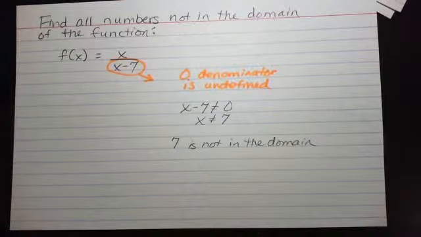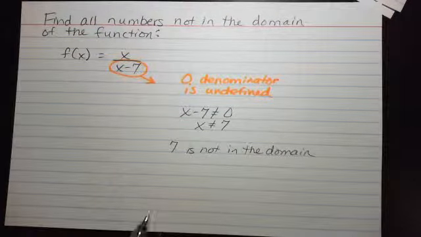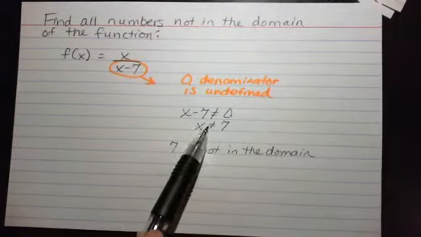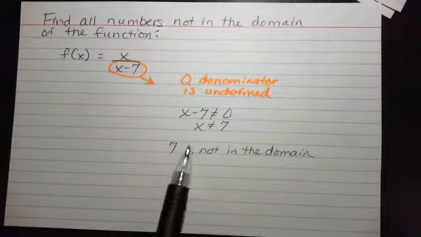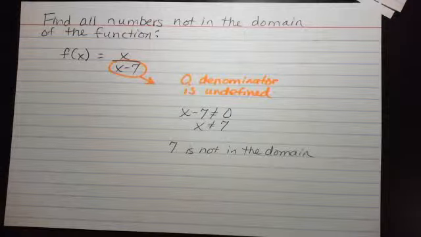Okay, and that's one way to state the answer. Another way to state the answer is x cannot equal 7. We could also write that in interval notation, but one of these is good enough for this exam.